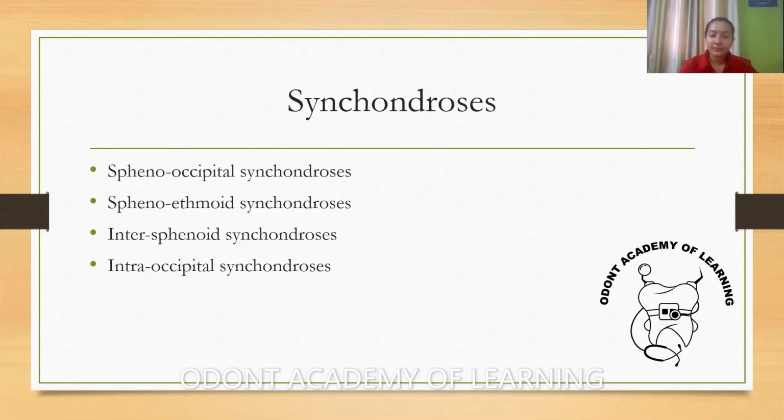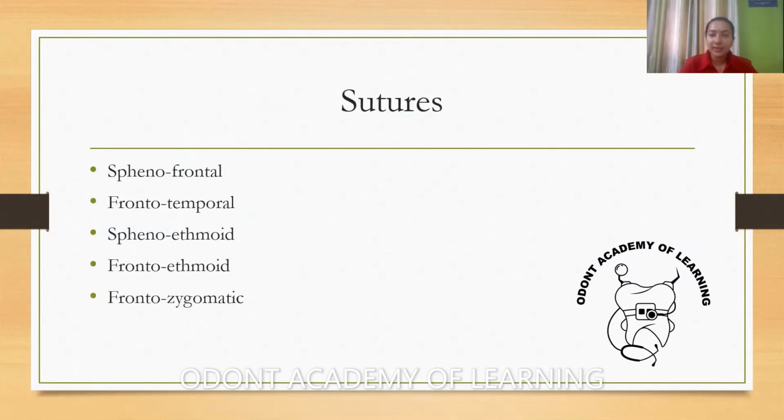Then growth at sutures, like we had growth at sutures for the growth of the maxilla. Similarly, we have sutures which help in growth of the mandible, as well as your orbital, entire craniofacial and orofacial region. Your cranium is growing because of the spheno-frontal, frontotemporal, spheno-ethmoidal, frontoethmoidal, and frontozygomatic sutures. Growth occurs at these particular sutural points. As a result, your mandible is growing, and your cranium is growing. These are very important things which you should know.